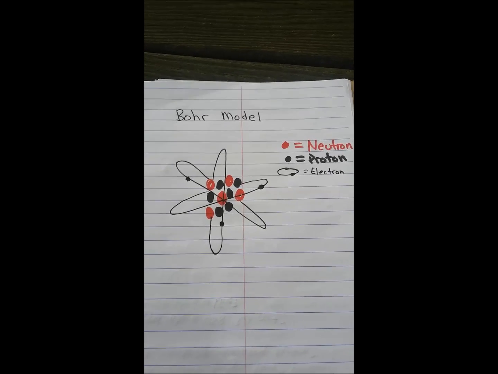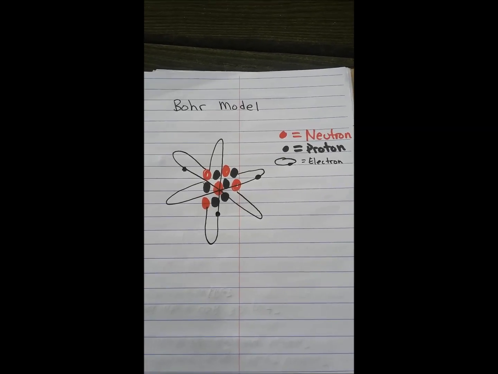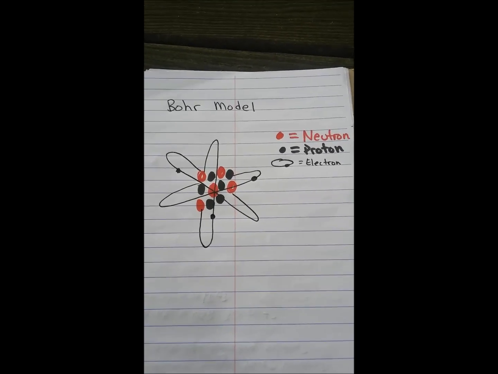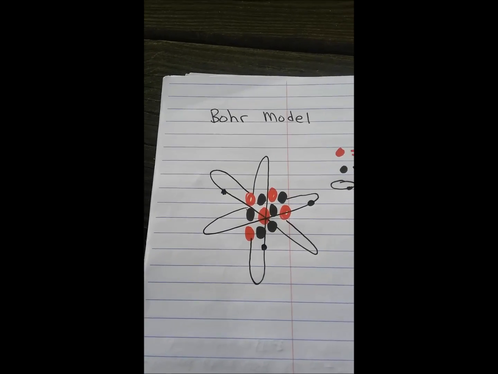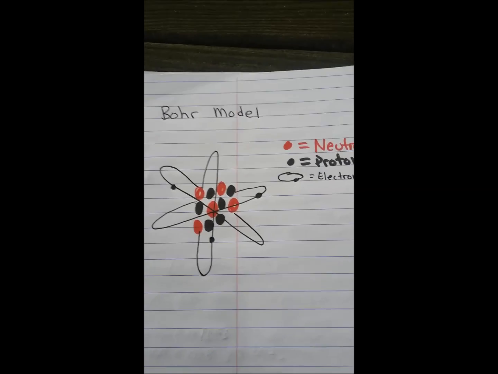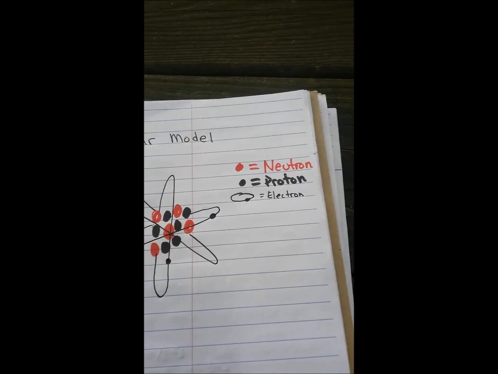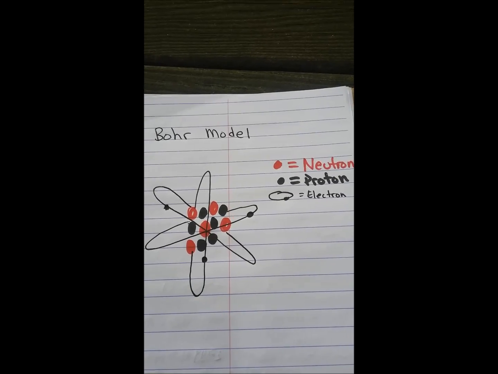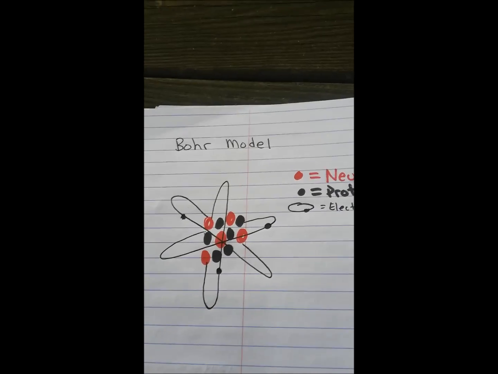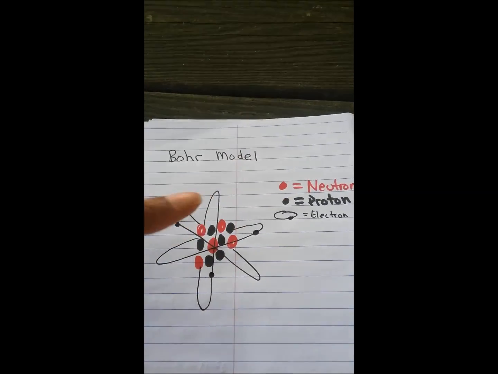So the model that we will be talking about that will describe the atomic structure that we are interested in is called the Bohr model. And I have a representation of what it looks like here. Within the Bohr model are the three subatomic particles, and they're labeled over here. The red dots right here represent neutrons. The dark black dots, still within the center of the atom, are the protons.